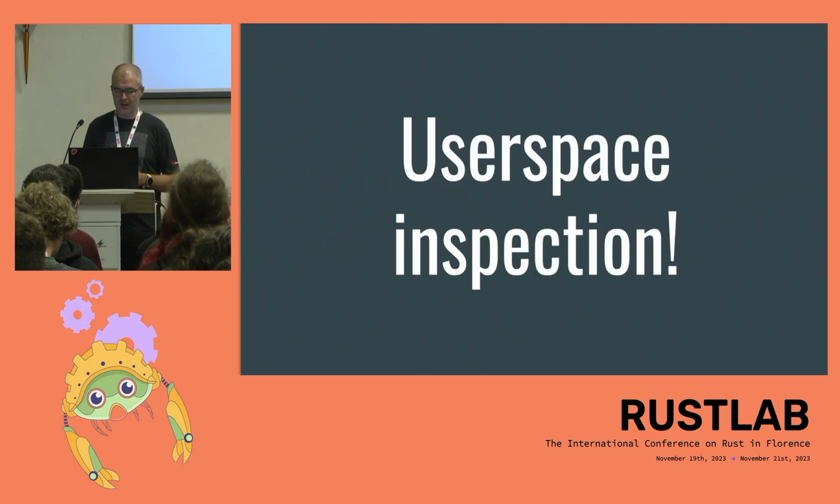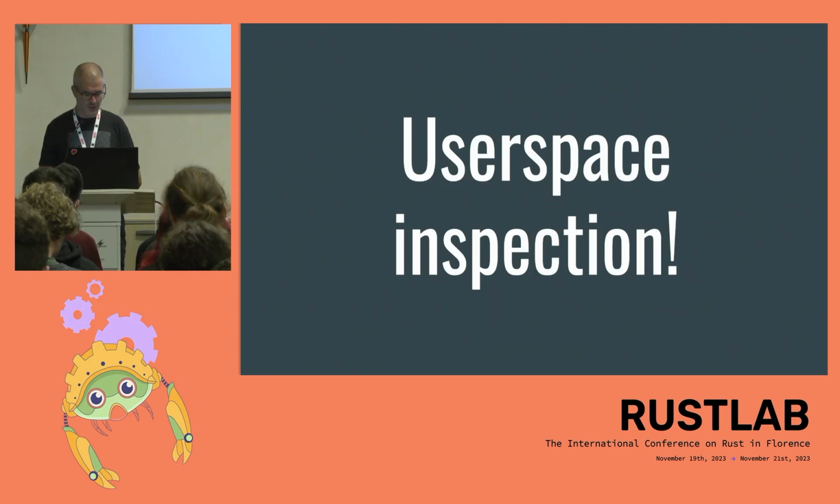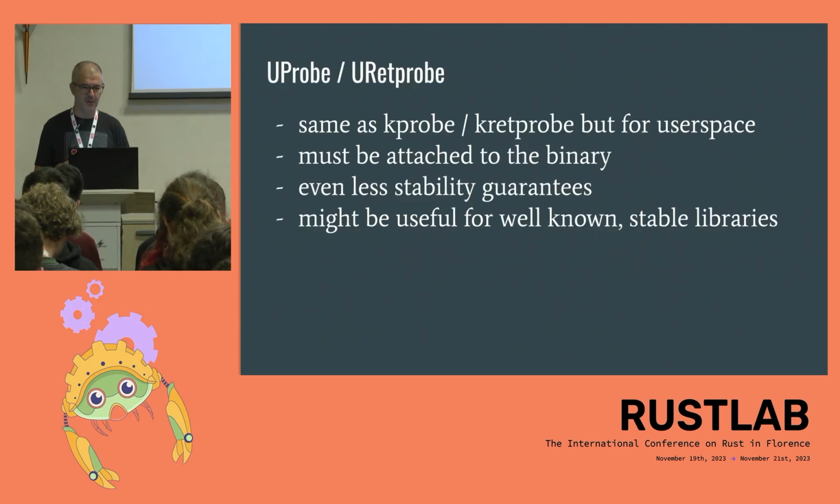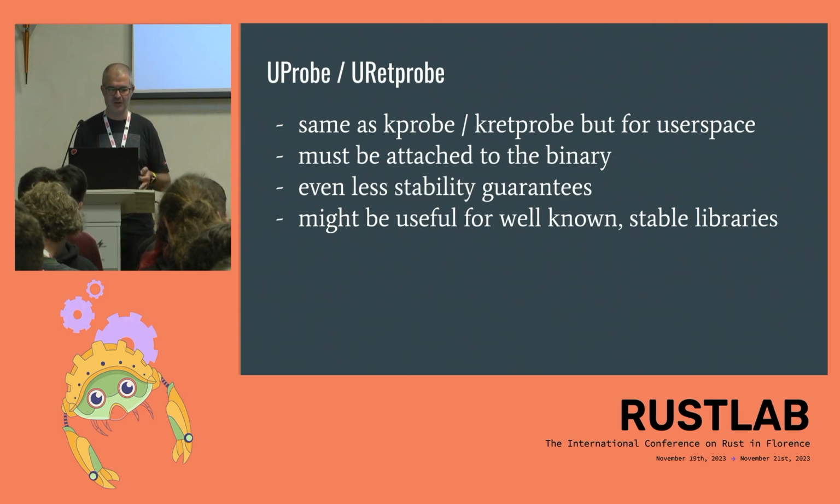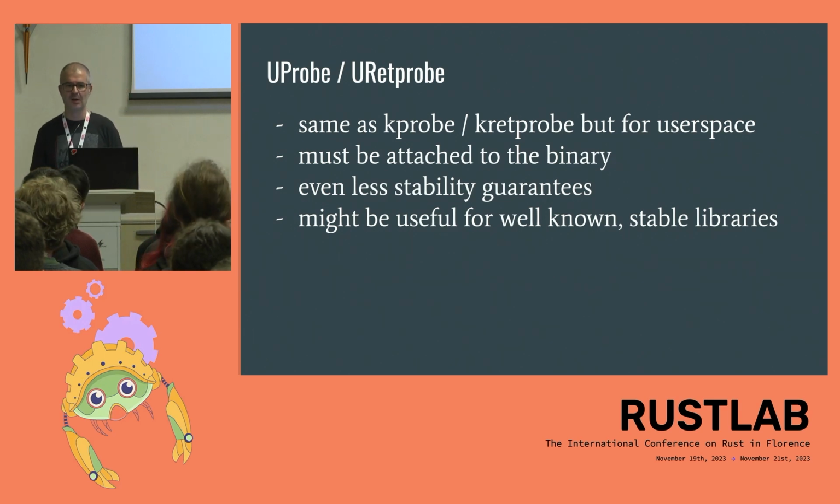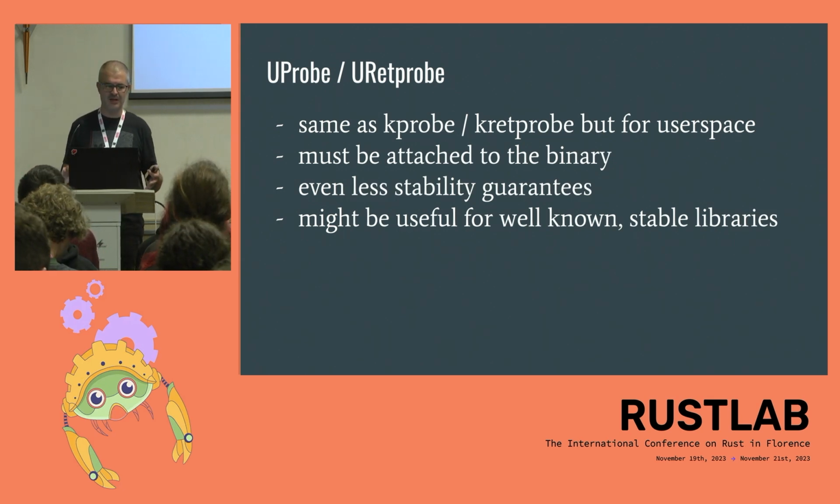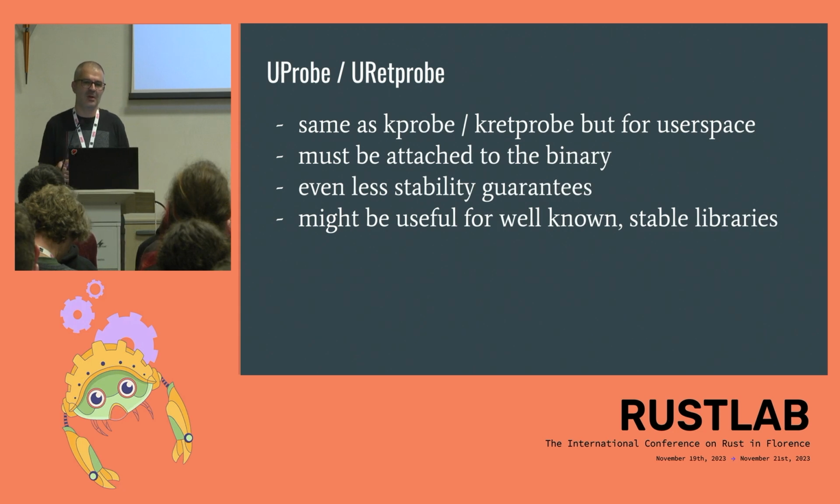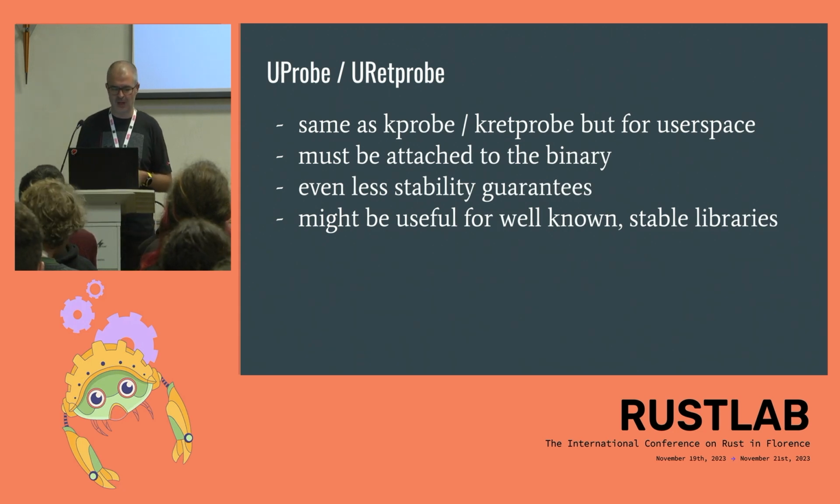We can also inspect user space. We have uprobes and uretprobes. They are more or less the same as kprobes. You can attach to any function defined in user space, so our programs or our dynamic libraries. They must be attached to the specific binary, and of course they offer even less stability guarantee, but they might be useful for well-known libraries.